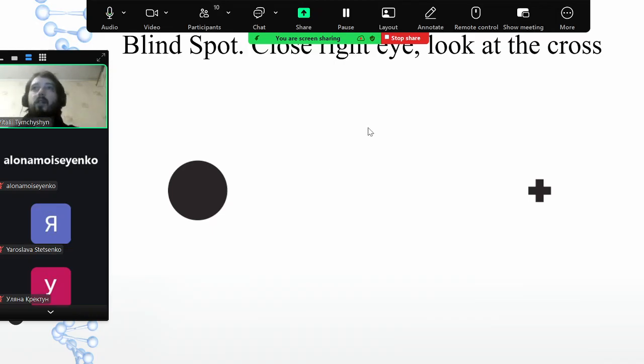Let's do an experiment. So you close your right eye. You can use a hand, for example, or just close it, whatever makes you comfortable. Then look at the cross on your screen and try to adjust the distance to the screen, moving back and forth, and notice what happens to this circle on the left. So, closing your right eye, looking at the cross, and then adjusting distance, pay attention to what happens to this circle.